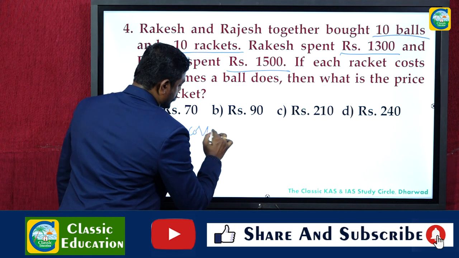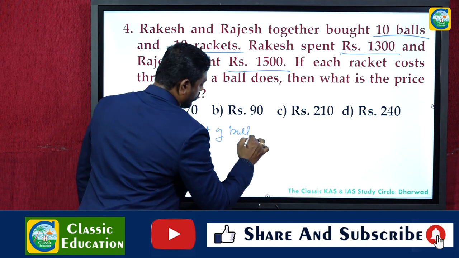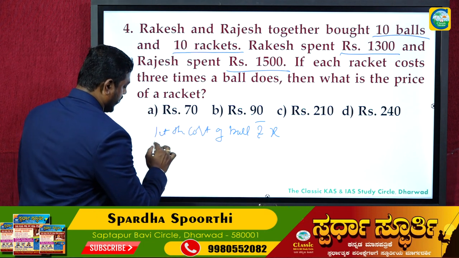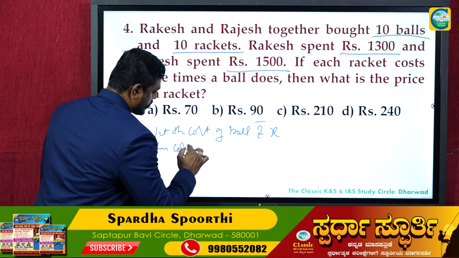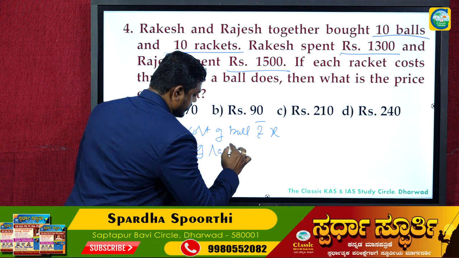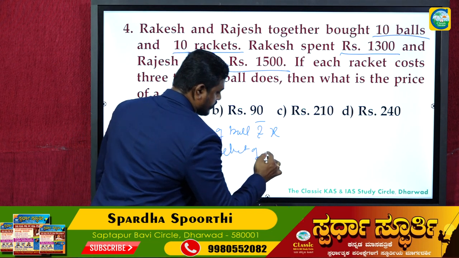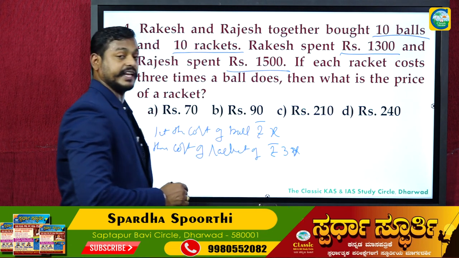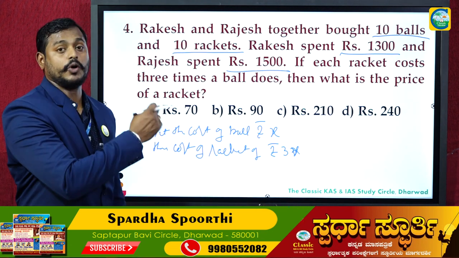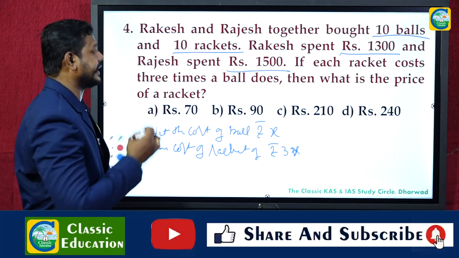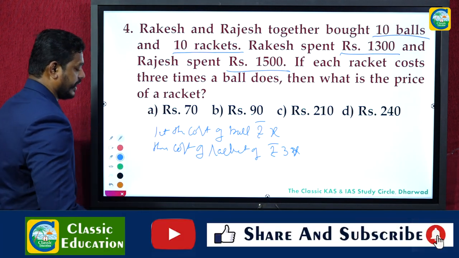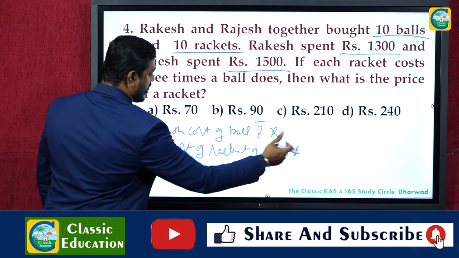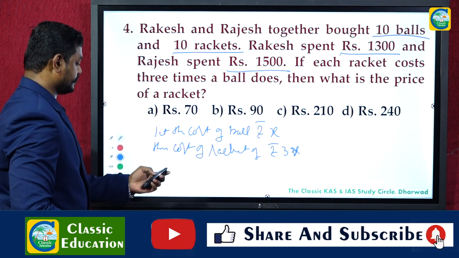Cost of a ball is rupees x. Then the cost of a racket is rupees 3x. Why am I taking 3x? Because they have told that the racket is 3 times the cost of a ball, so that is 3x.